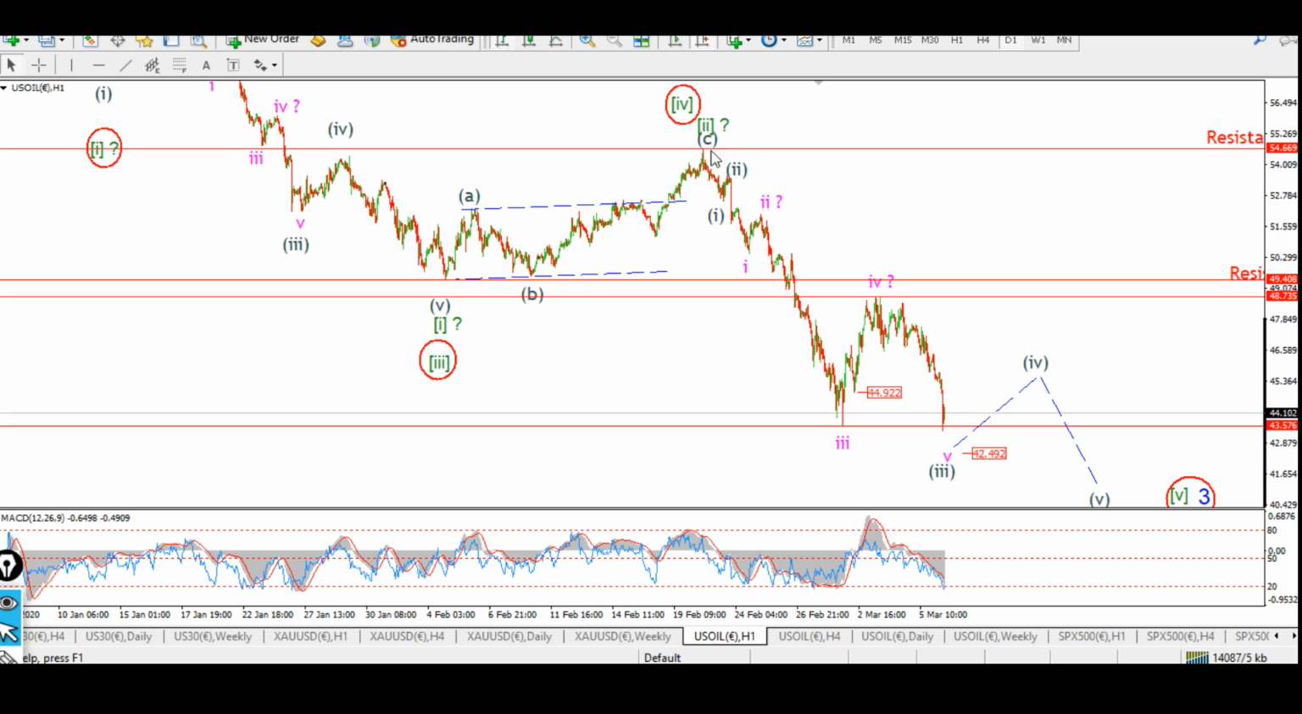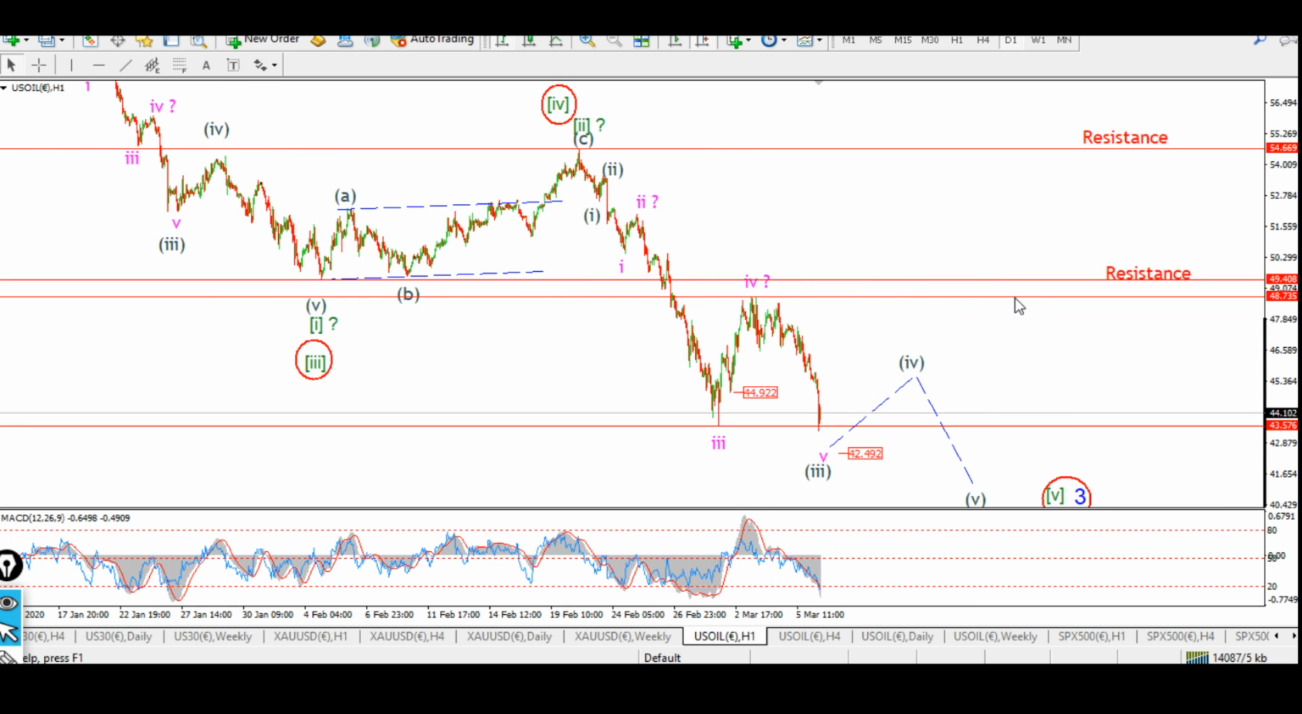And wave 5 of 3 could see us down below $40. In both scenarios, it should see us down below $40. But I do like the fact that initial resistance held this week, and now we're moving impulsively lower again. So this could be wave 3 low, and we could be working on a series of 4th and 5th waves to the downside. Again, we'll just have to see how the early trade goes next week.